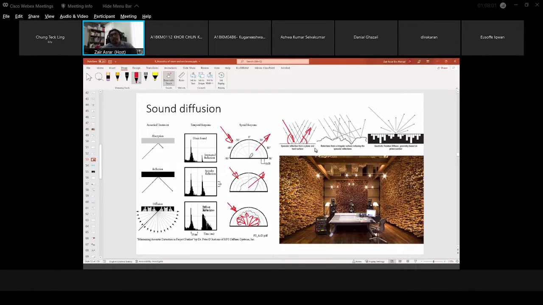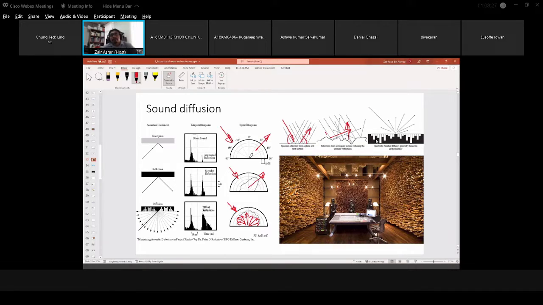If we have a reflection from a jagged surface like this, we will see that it depends on the direction of the surface. The sound will not be reflected along one specific direction, but will depend on the surface. Some is along one direction, the others are along different directions, and so on.